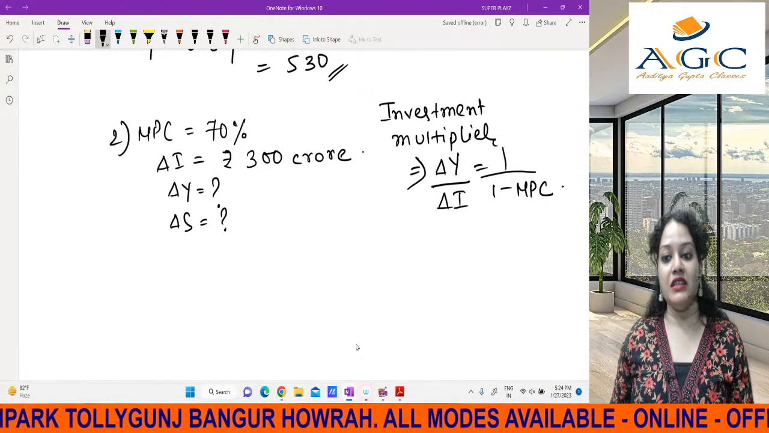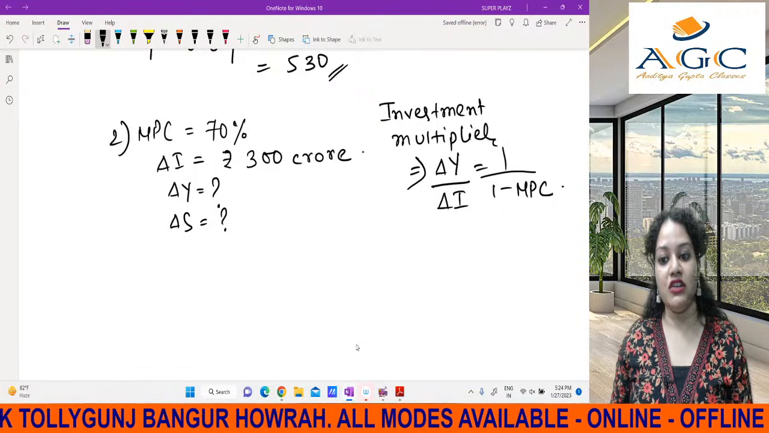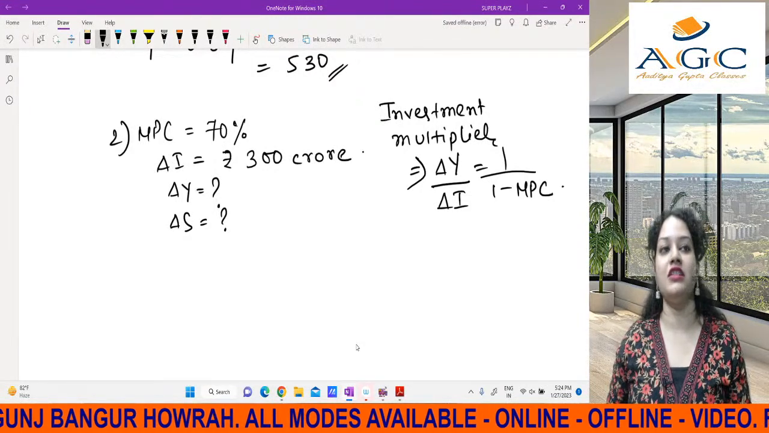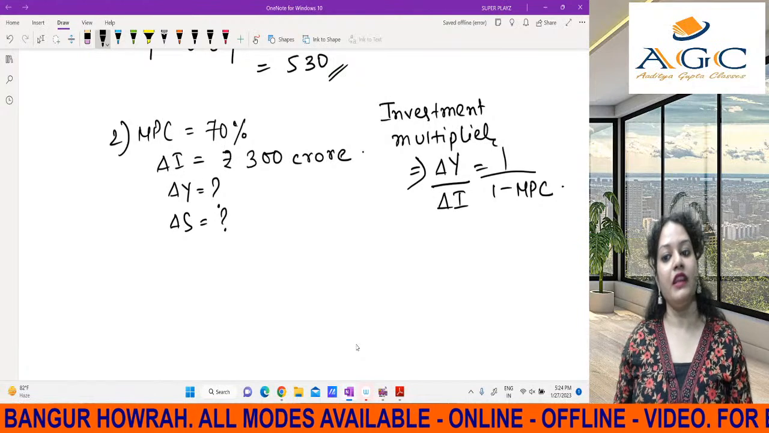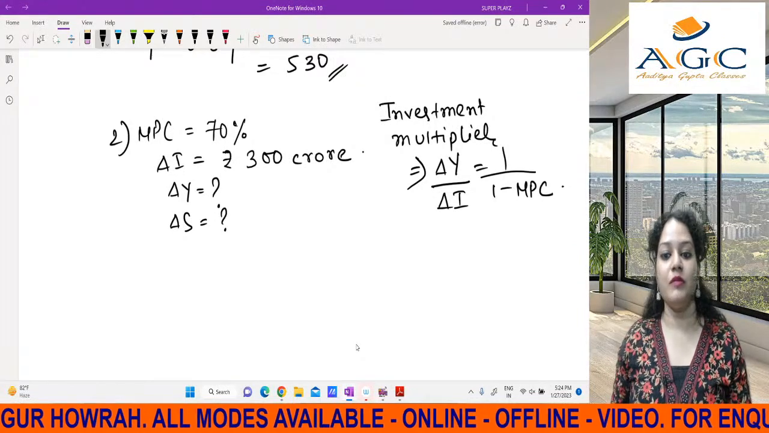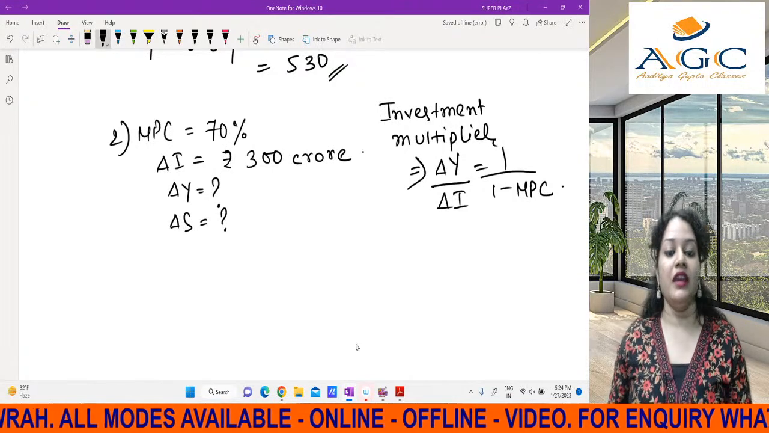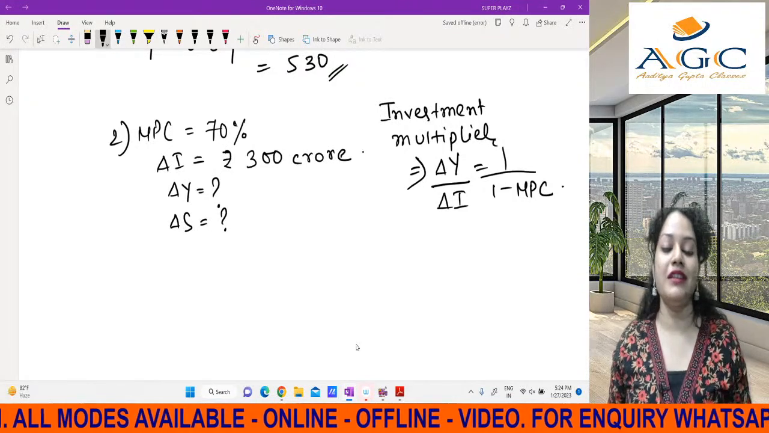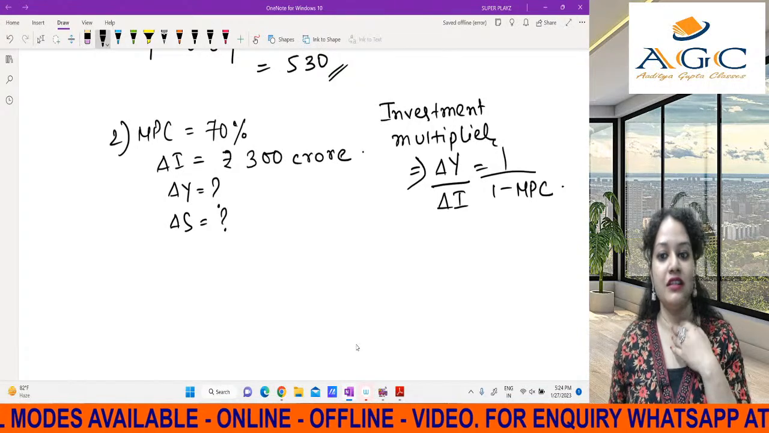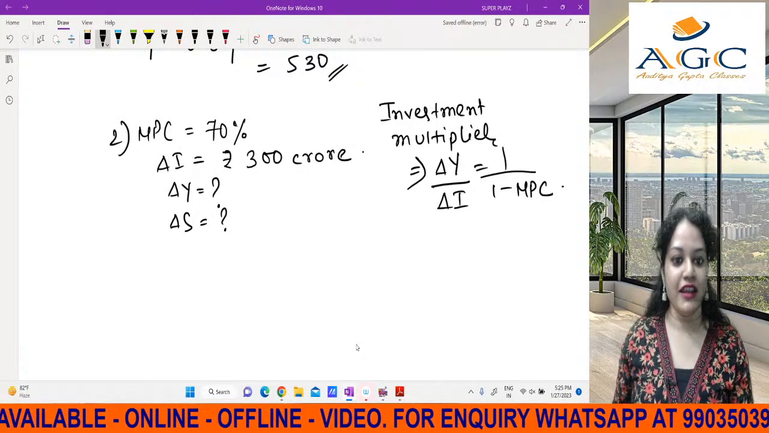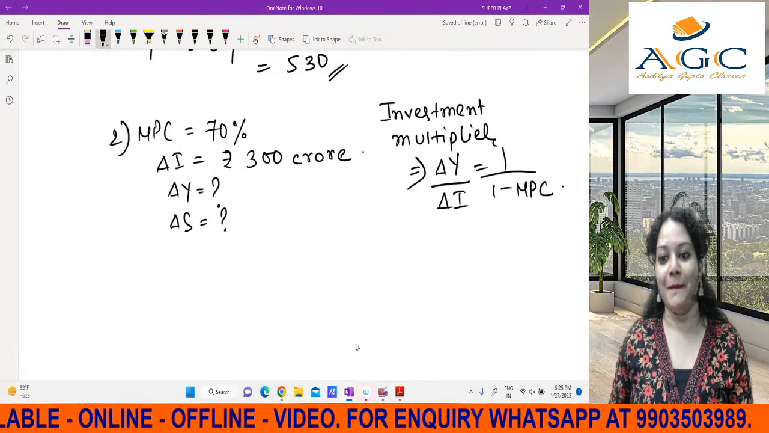So the main concept is you are investing in your business, the more you are investing, the more there is a change in your income, right? So this is your investment multiplier, and for this sum you will be using this formula. In this chapter, see the sums from this chapter, in the last 3 years you didn't have a single sum from this chapter, but in case it comes, then you cannot blame me.